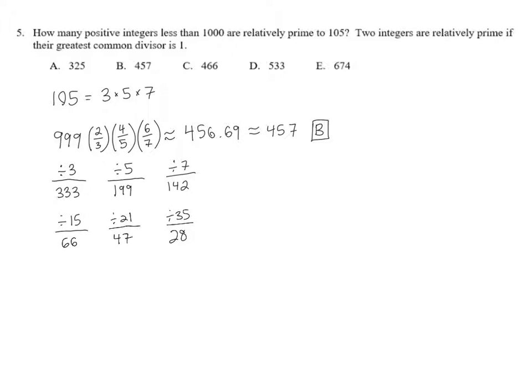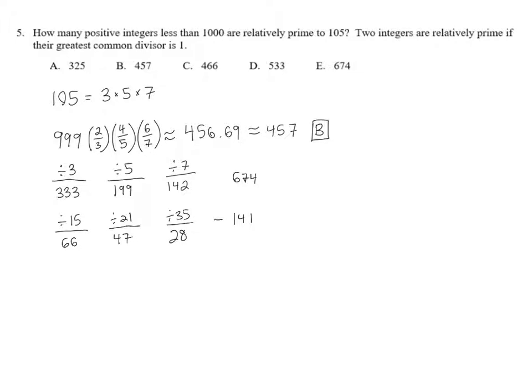So if we add up the numbers in these rows, we had 333 plus 199 plus 142. If we just count all of those numbers, we get 674. But then we have to remember that with those counts, we counted all of the multiples of 15, 21, and 35 twice, so we have to get rid of those. If we take 66 plus 47 plus 28, that gives us a total of 141 numbers that we've counted twice, and we've got to subtract that from 674.